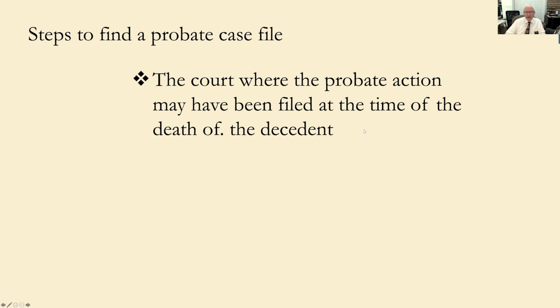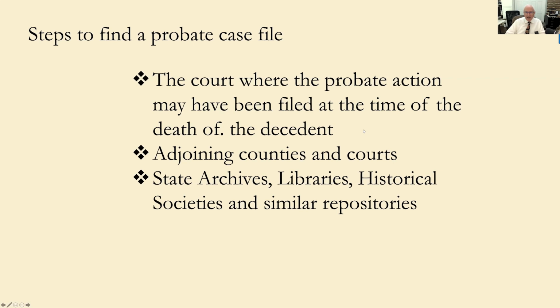So to find it, check the court where the probate action may have been filed at the time of the deceased, adjoining counties, state archives, libraries, historical societies, and similar repositories, and check online. These are all places. In other words, you just have to keep looking. You cannot assume, for example, that if a person lived in Utah County, Utah, they didn't have their estate probated in Washington County, because they had property in Washington County, and that's where they were from. And so that's the county where the court had jurisdiction over the estate.